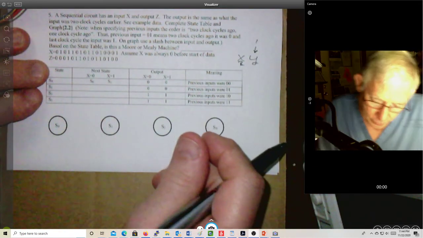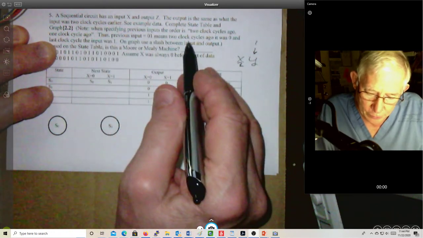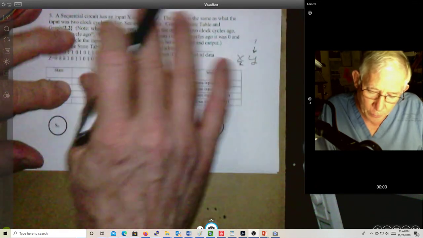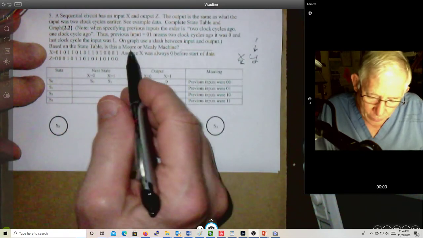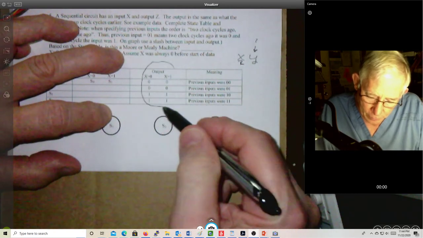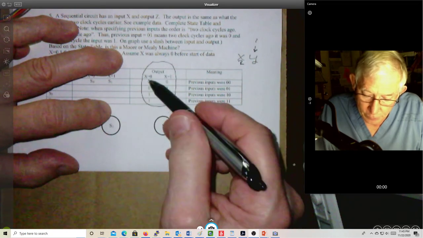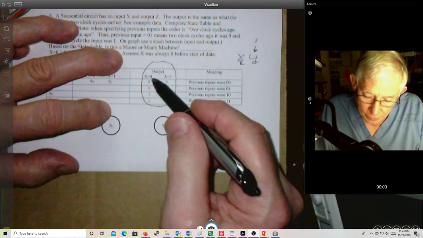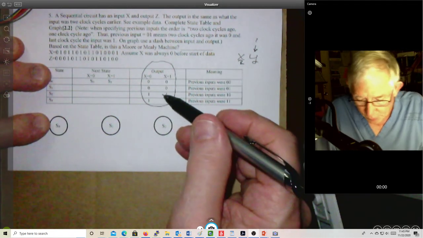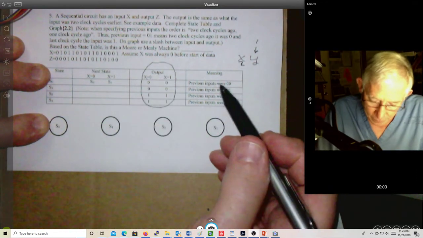Thus the previous input 0, 1 means 2 clock cycles ago it was 0, and last clock cycle the input was 1. On a graph, use a slash between the input and output. Based on the state table, is this a Moore or a Mealy machine? Well, notice here the output depends on X. Well, actually it doesn't, but we have a column for X equals 0 and a column for X equals 1. And so because of that, it's a Mealy.